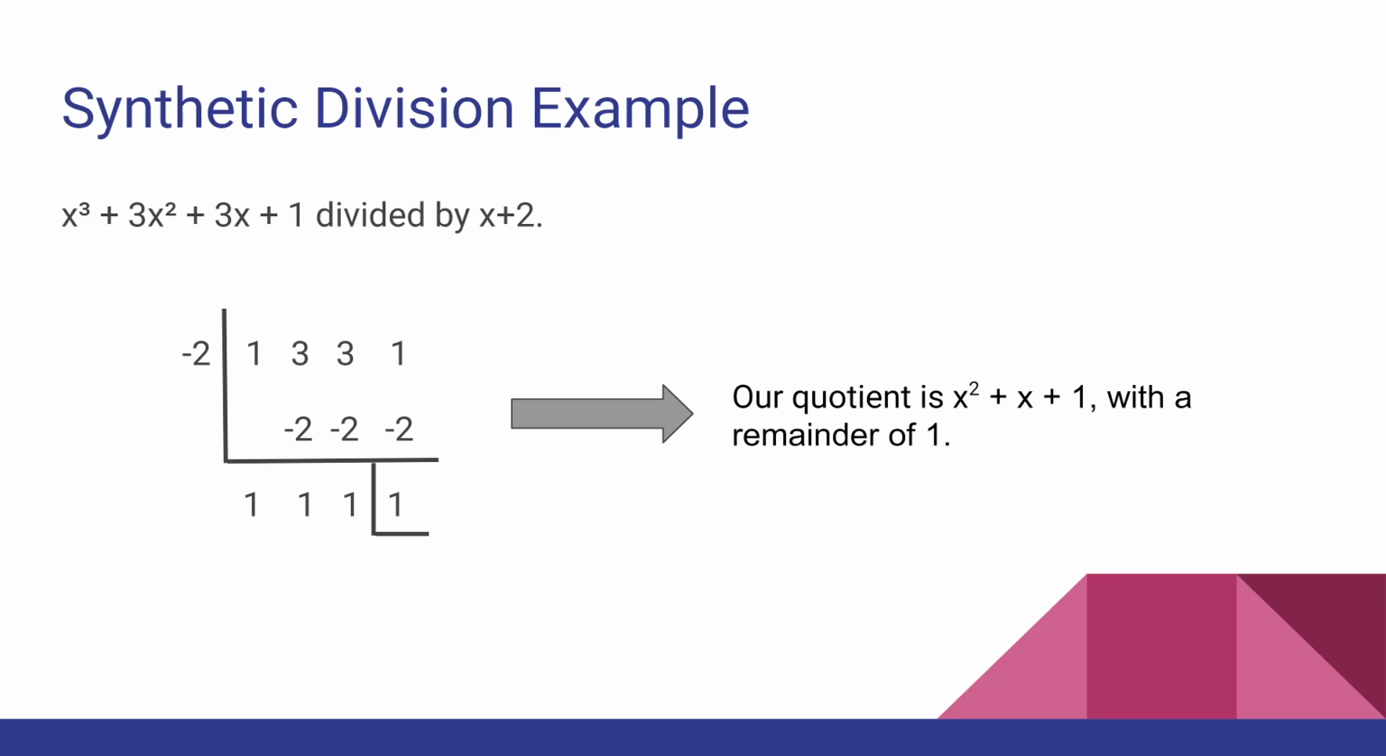And then we do the same operation of multiplying the negative 2 with the 1 and moving it up 1 and then right 1. So then we have 3 and negative 2 again. Then we add those again, and we're left with 1 on the bottom. And then we do the same thing again, leaving us with all 1, 1, 1, 1 on the bottom. So basically what this means is that our quotient is x squared plus x plus 1 with a remainder of 1.